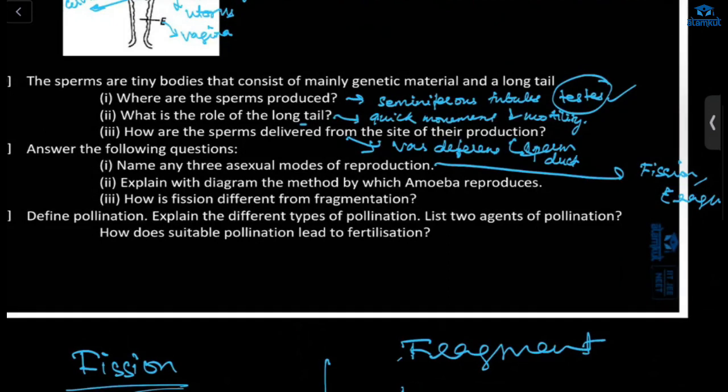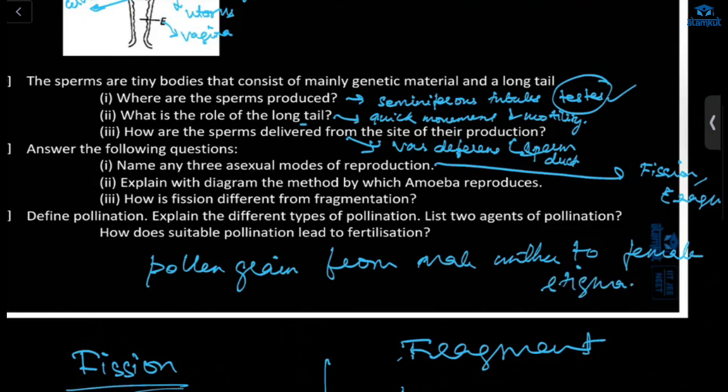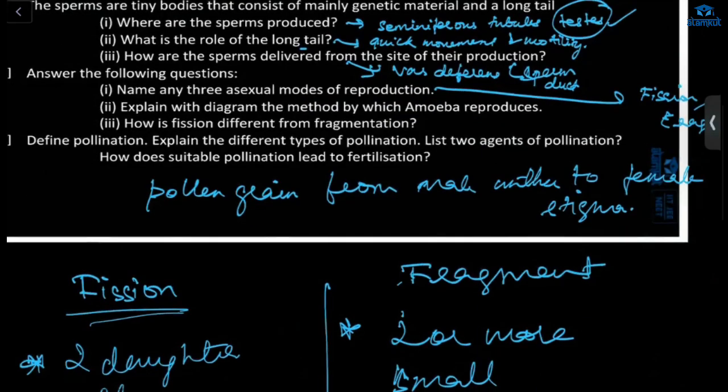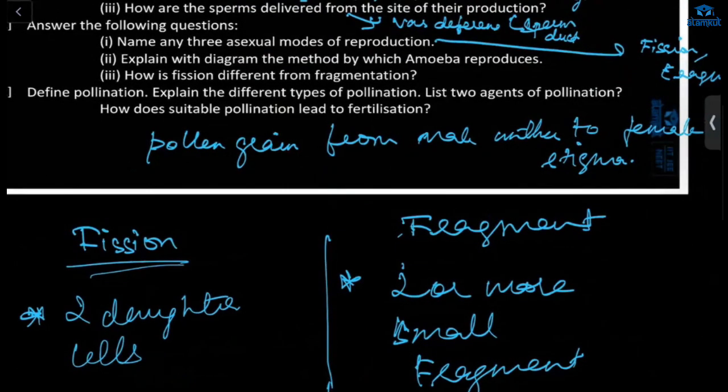Our next question: define pollination, explain different types of pollination, list two agents of pollination. How does suitable pollination lead to fertilization? So define pollination. It is the transfer of pollen grain from the male anther to the female stigma. Different types are self-pollination and cross-pollination. In self-pollination, pollen grains go from the anther to the stigma of the same plant. In cross-pollination, pollen grain is transferred from the anther of one plant to the stigma of another plant of the same species. Agents of pollination are water, air, insects, etc.